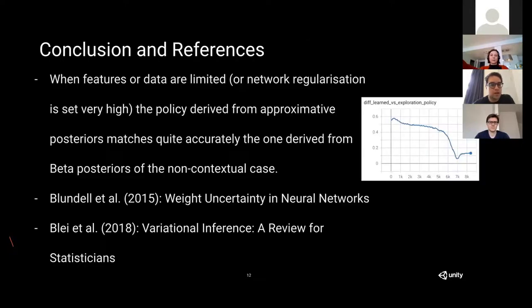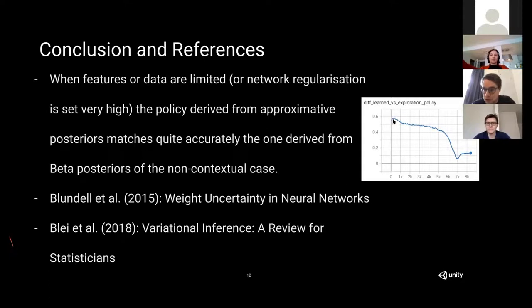So what does this lead us to? It leads us to a model for the latent parameters that includes this sort of epistemic uncertainty, and we can do Thompson sampling from that uncertainty as we did with the non-contextual model. And indeed, it does converge to that non-contextual model when features or data are limited, or alternatively, if the network regularization is very high. It converges in the sense that the policy that we derive from these approximate posteriors will quite accurately match the one derived from the beta posterior.